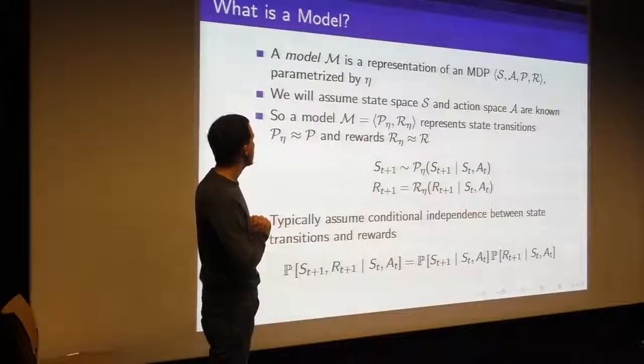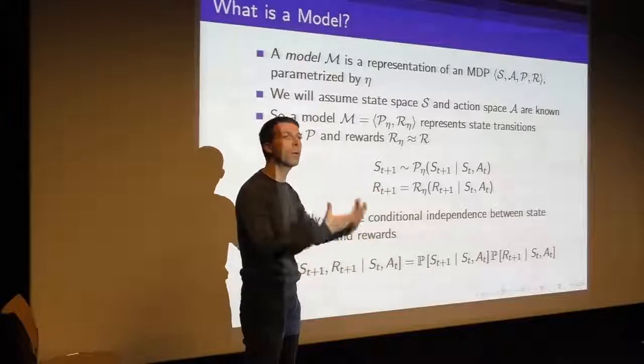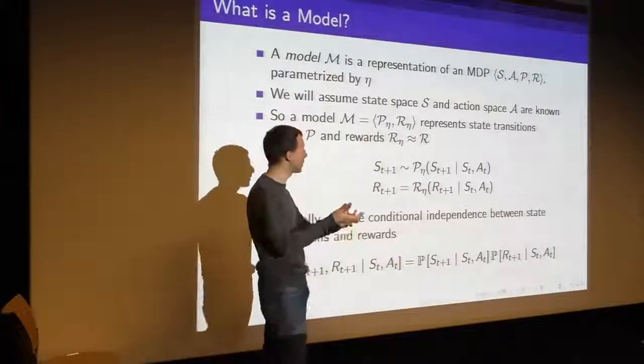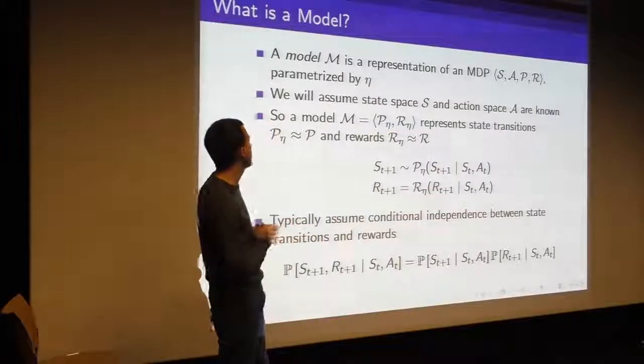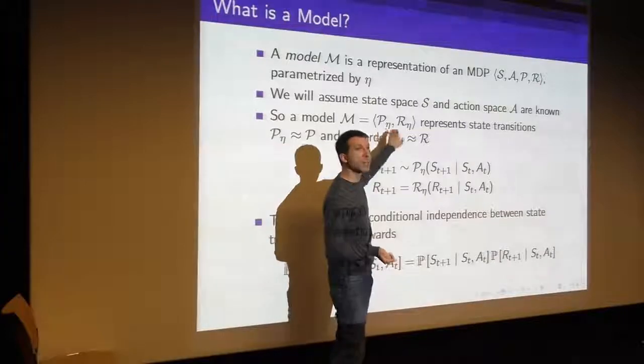And we're going to assume that our state space and the action space are known. You can have more complicated versions of model-based reinforcement learning where you also try to learn the state space or the action space. We'll do the simpler case. And so the model now is basically the parts that we don't know that we're trying to estimate.